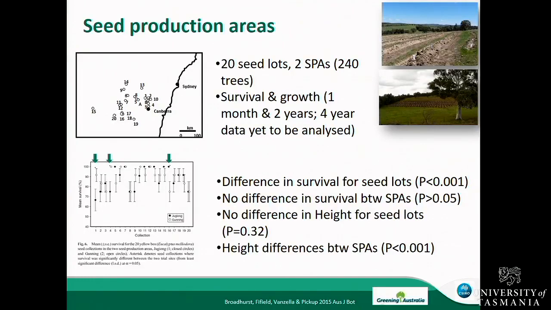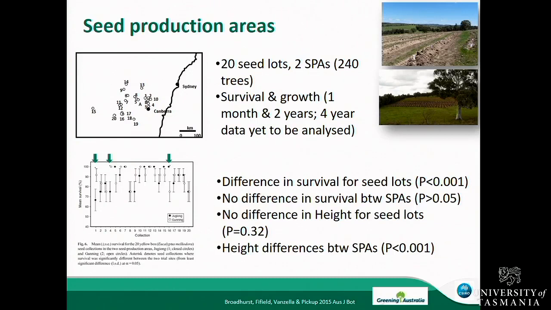So the other challenge for Greening Australia was getting enough seed. So it's one thing to know where you want your seed from. It's another thing to actually have enough seed to do something with it. And so we kind of did this study back to front. It's not quite how you might design a study, but this is what we did. So they had 20 seed lots and they wanted to build 2 seed production areas because they knew if they could build them, in 10 to 15 years' time, they would have a good supply of seed.